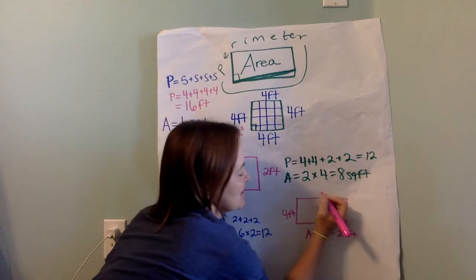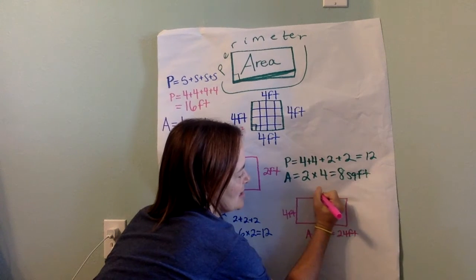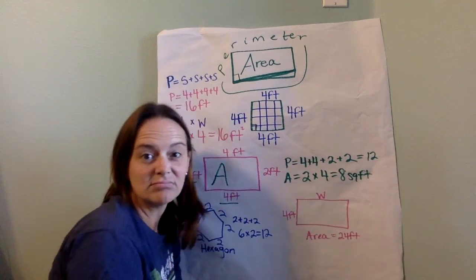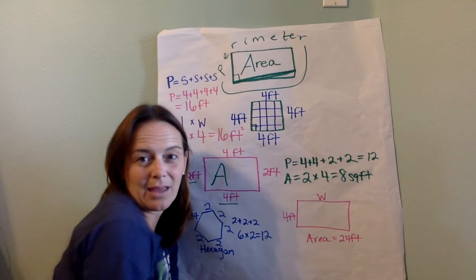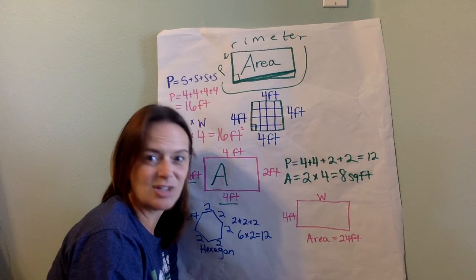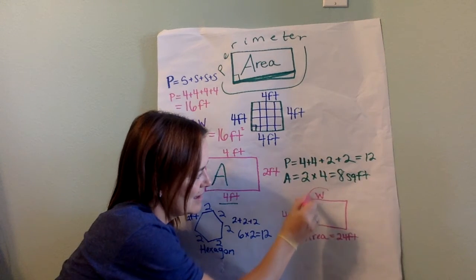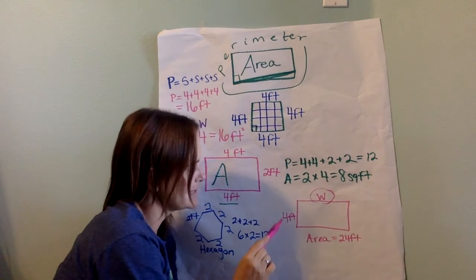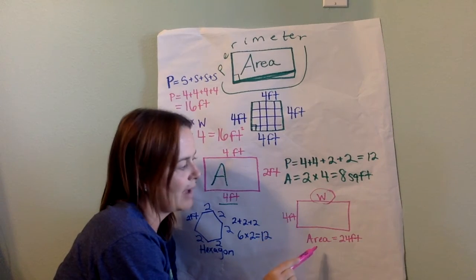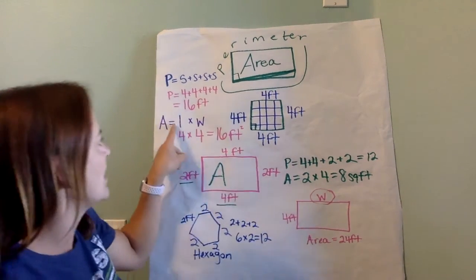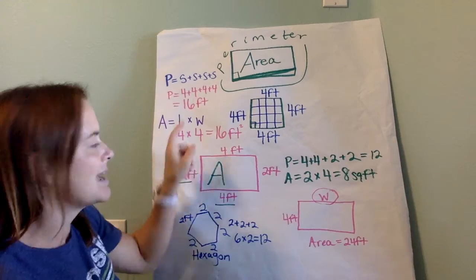Remember we put these little guys in? So I'm going to just say W. You can pick any letter to go in there. That's our unknown. I don't know the length of this side. But I do know the length of this side, and I do know the area. And I do know the formula for area. Area is length times width.